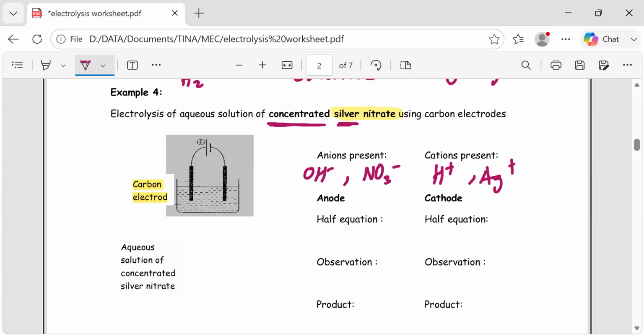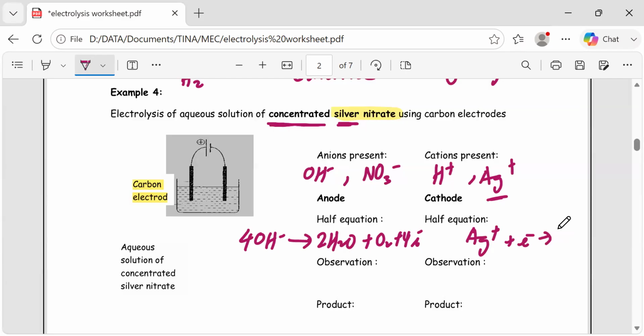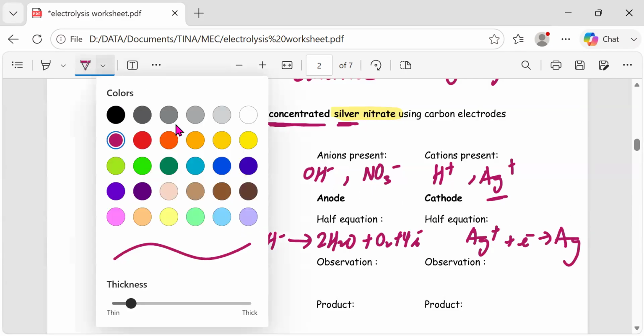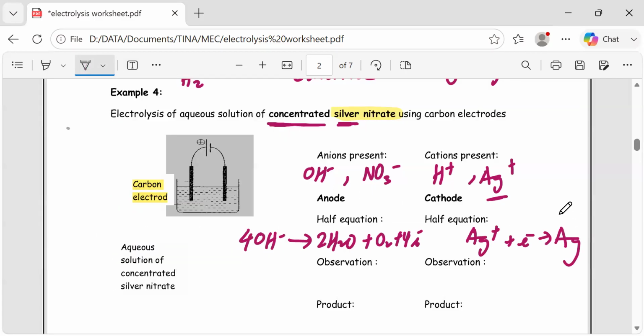Ready? So the anode will be the same. Cathode, you choose silver, remember? So silver ion, when it forms silver, it's a metal. You have to remember silver is a metal. So we'll have a coating here. What you will see is a layer of silver, shiny gray deposits. Or you can just say gray deposits.